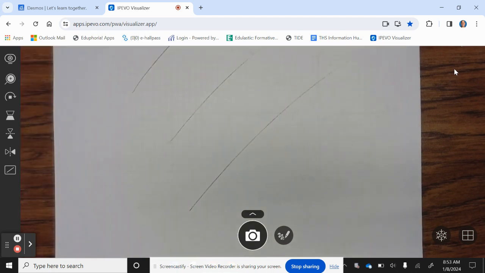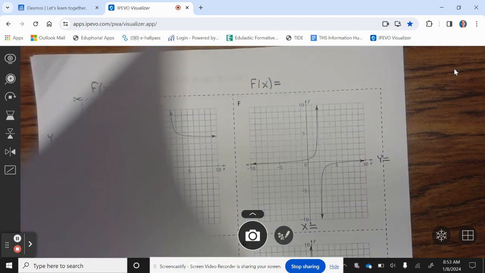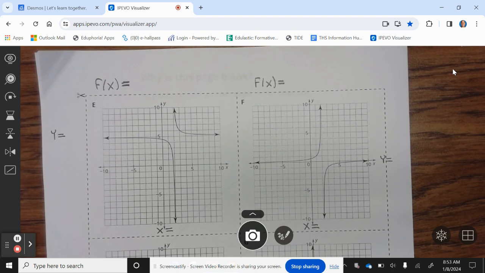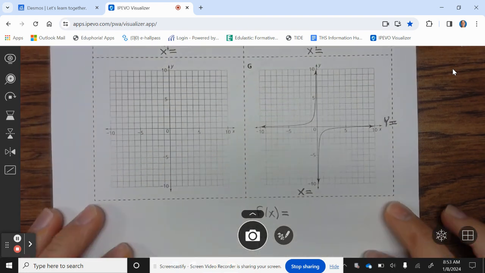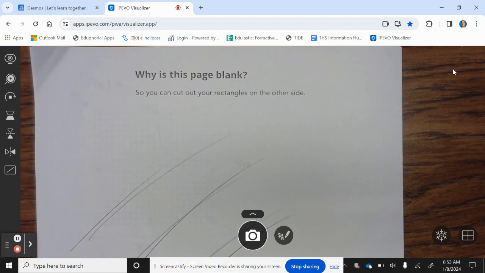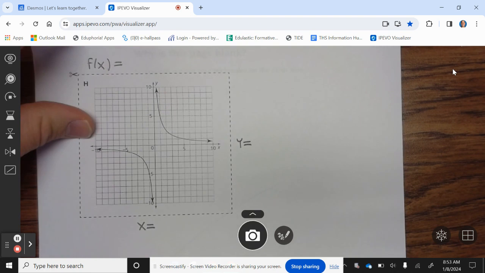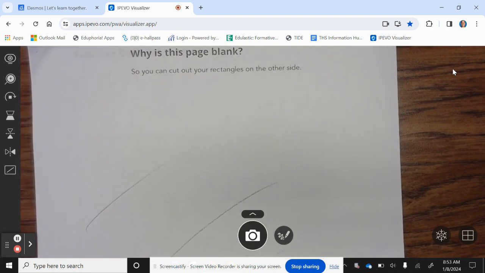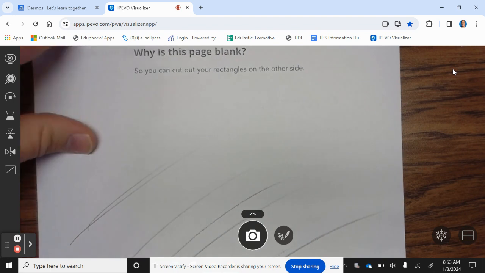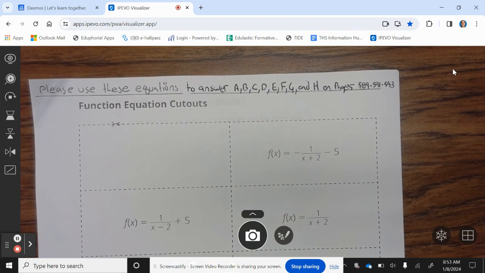All right. You can go ahead and mark off this page. You can go ahead and do E, F, and G on your own. You can go ahead and mark off this page. You can do H on your own. You can go ahead and mark off this page. Please use these equations to answer A, B, C, D, E, F, G, and H on page 589, 591, and 593.